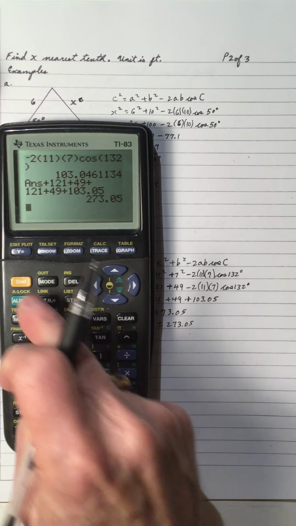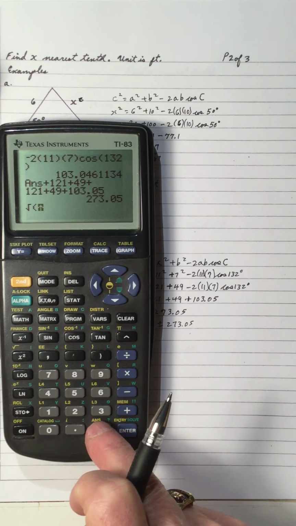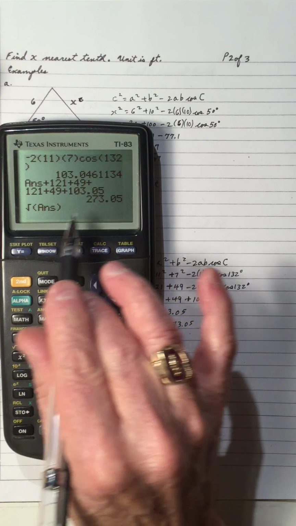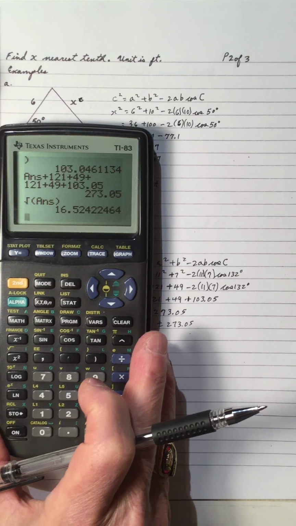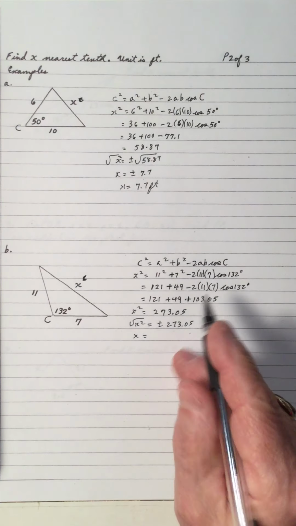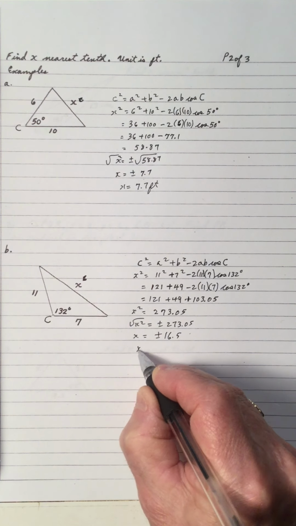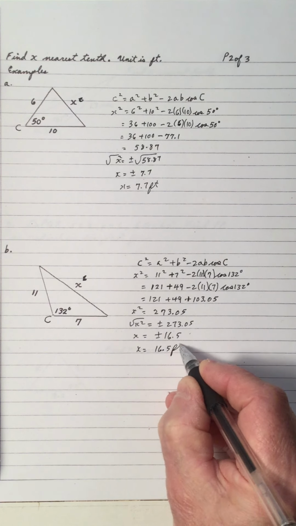I'll take the square root of the answer. I didn't type in the 273, I just used that shortcut, and I get 16.5. So that's plus or minus 16.5. So x is equal to positive 16.5, and again the units are in feet.